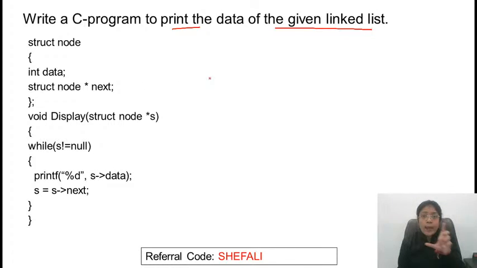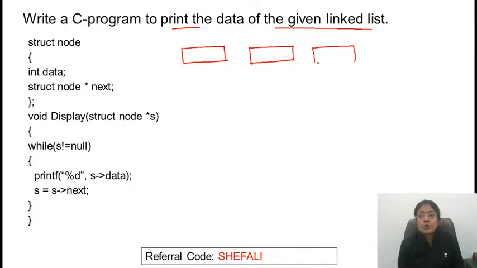So according to the program statement, there is some linked list available for which you need to print the data of every node. This means that you need to traverse the linked list. So let's create a linked list. Consider any linked list. I'm taking a linked list of 4 nodes.